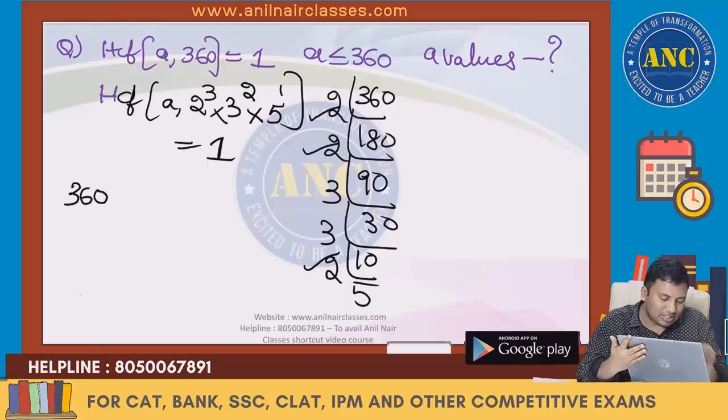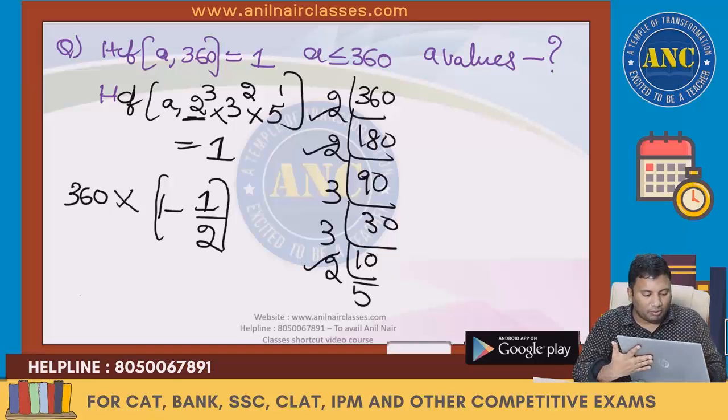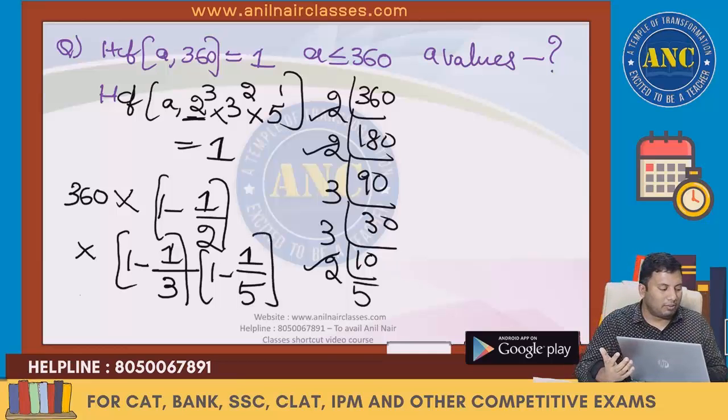If I write the first 360 natural numbers, for every two consecutive numbers, one number is divisible. Total how many are not divisible? 1 minus 1 by 2. For every 3 consecutive numbers, one number is divisible by 3. How many are not divisible? 1 minus 1 by 3. For every 5 consecutive numbers, one number is divisible. How many are not divisible? 1 minus 1 by 5.